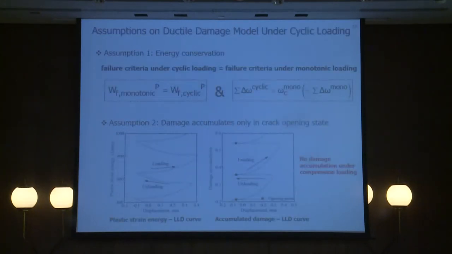After determining the cyclic material properties, we apply the damage model to the cyclic loading condition. When performing the damage simulation under cyclic loading, we assume two conditions. The first assumption is that the energy required for fracture is the same regardless of the loading type. So we apply the same multi-axial fracture strain energy for monotonic and cyclic loading conditions, and we also apply the same accumulated critical damage value for monotonic and cyclic loading conditions.